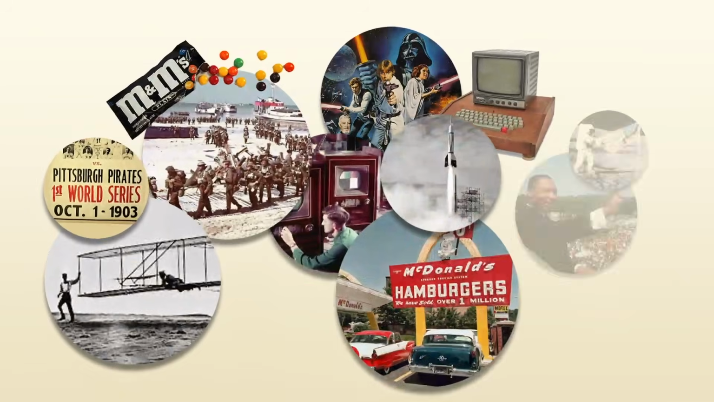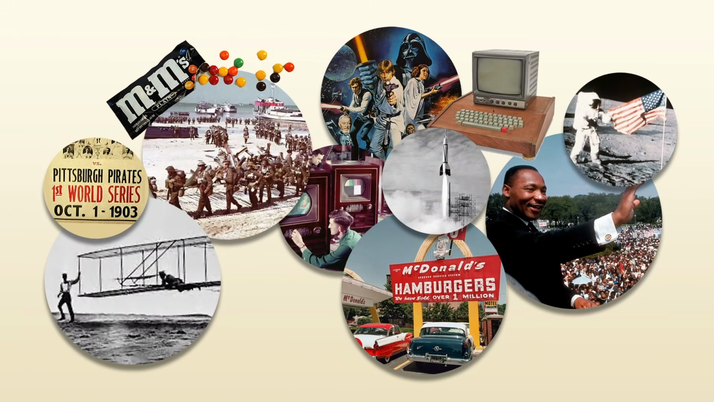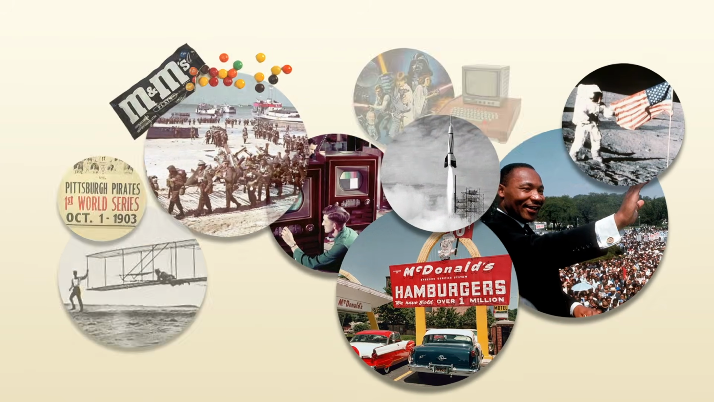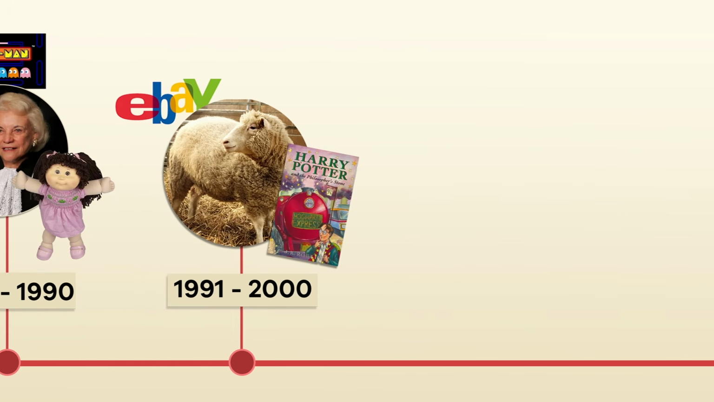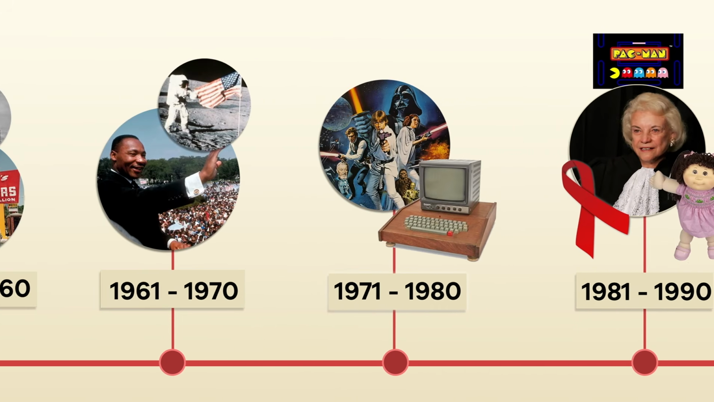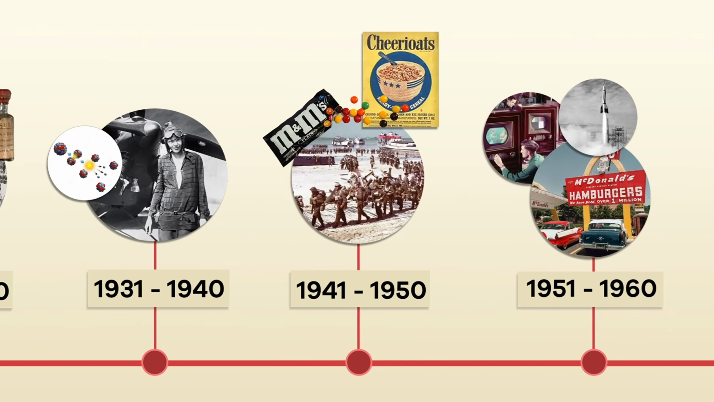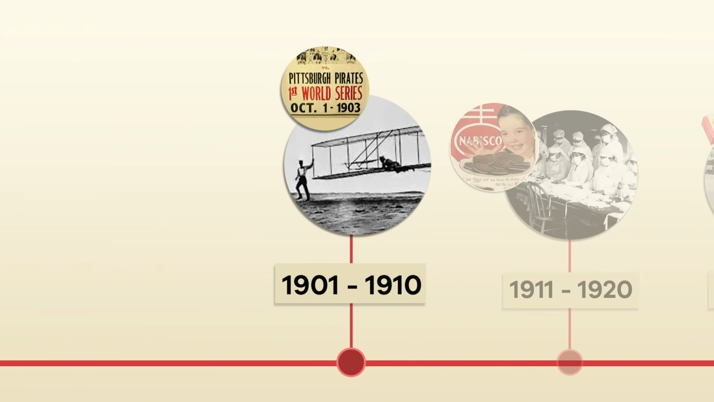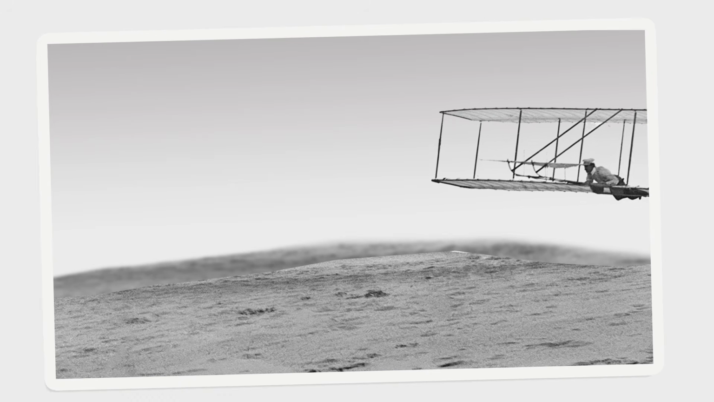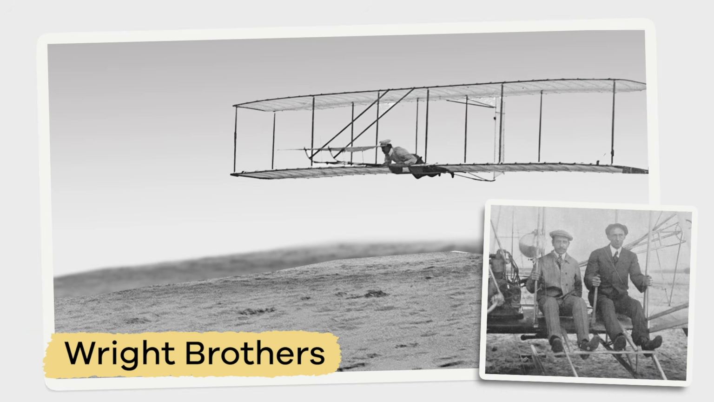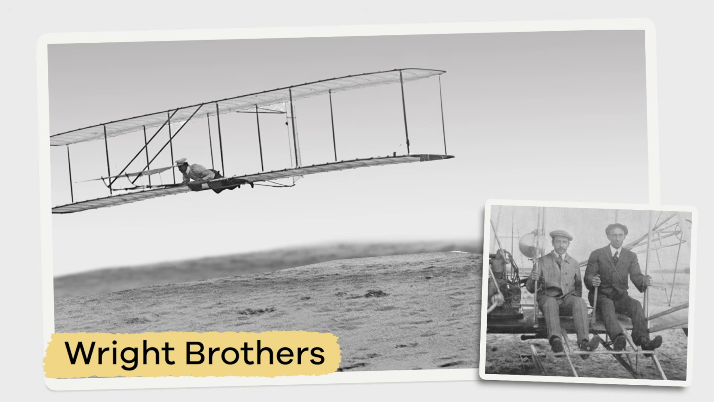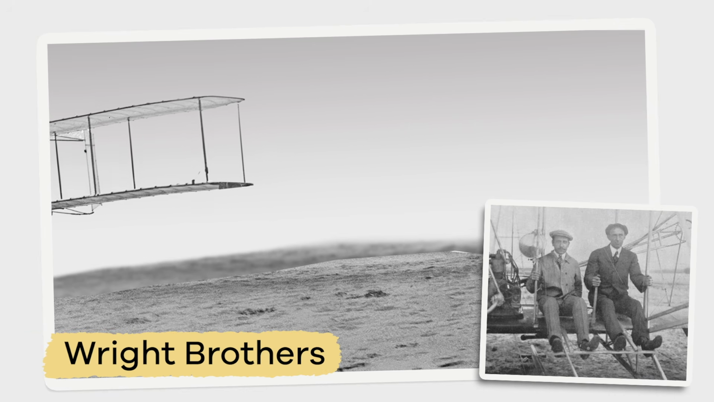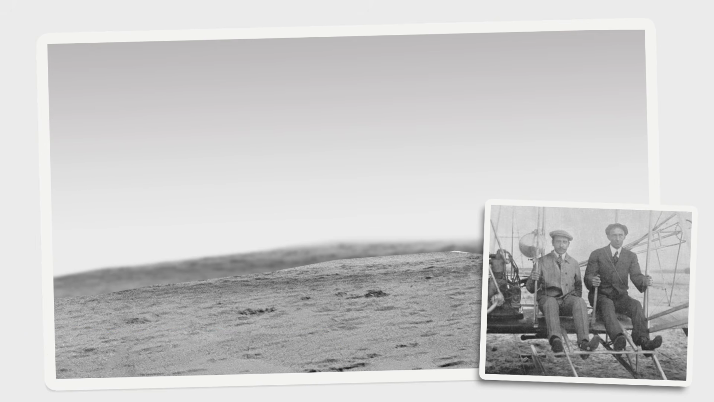There were a lot of things that happened during the 20th century that had a great impact on society and have changed the course of history and lives. Let's look more closely at these events, divided up into decades. 1901 to 1910. Have you ever wondered when the first airplanes began to fly? In the year 1903, the Wright brothers made their first flight. Their plane helped connect people and places together in new and exciting ways.